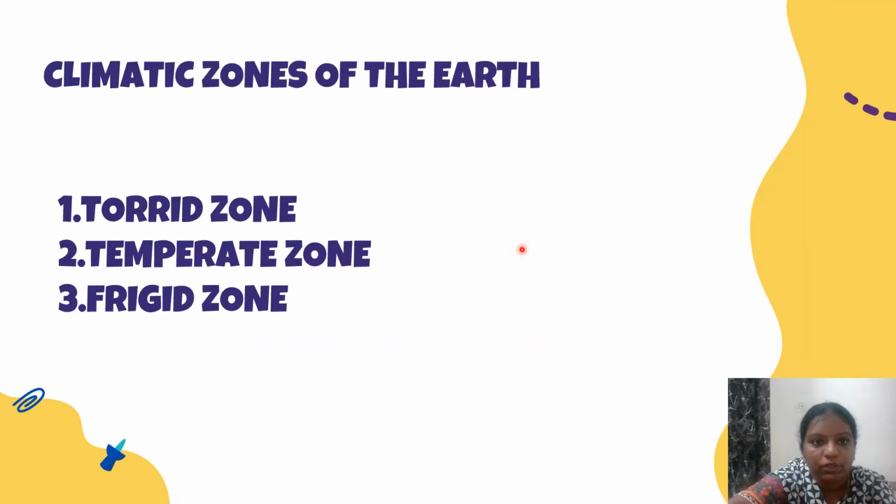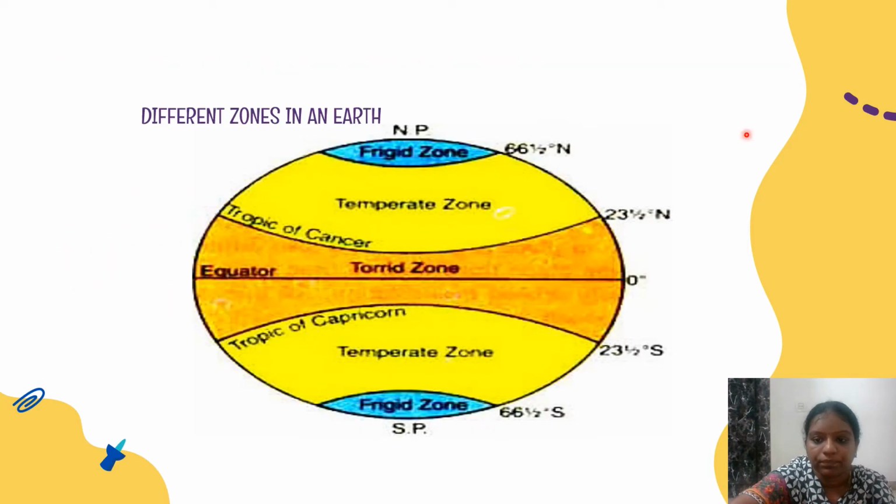In this video you are going to learn about different climatic zones of the earth. The entire earth is divided into 3 zones, depending upon the temperature and the rainfall received in that particular zone. The first one is torrid zone, the second one is temperate zone, and the third one is frigid zone. Children, in this picture you can find the different zones of the earth, right?